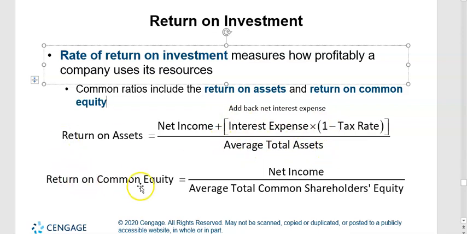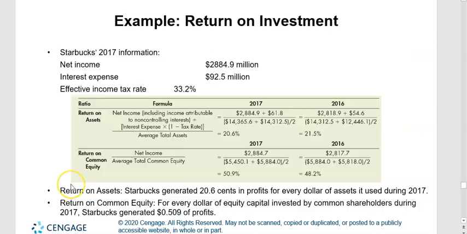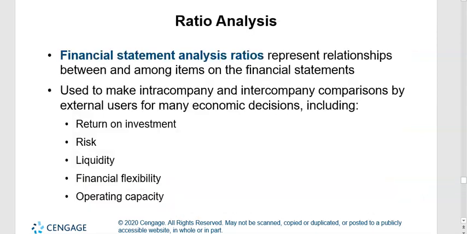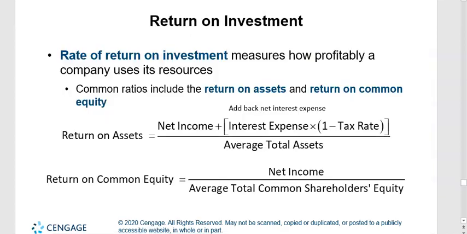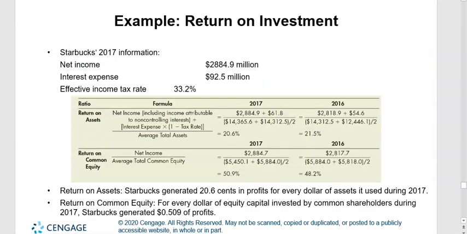Then return on common equity is net income divided by average total common shareholders' equity. It only applies to common. So if you happen to have preferred stock, you need to subtract that out of total equity to get the common equity. Now, these both are returns. So typically, it would be stated in percent form.